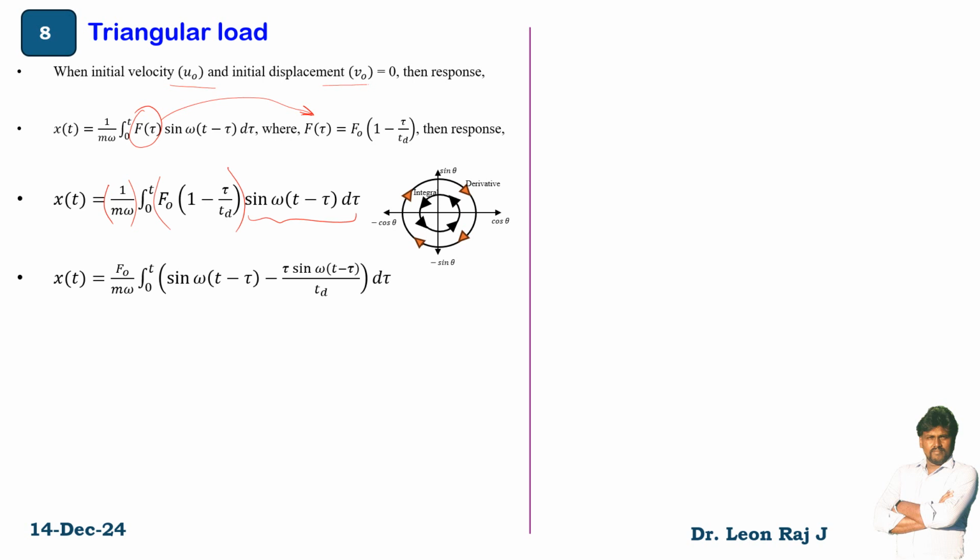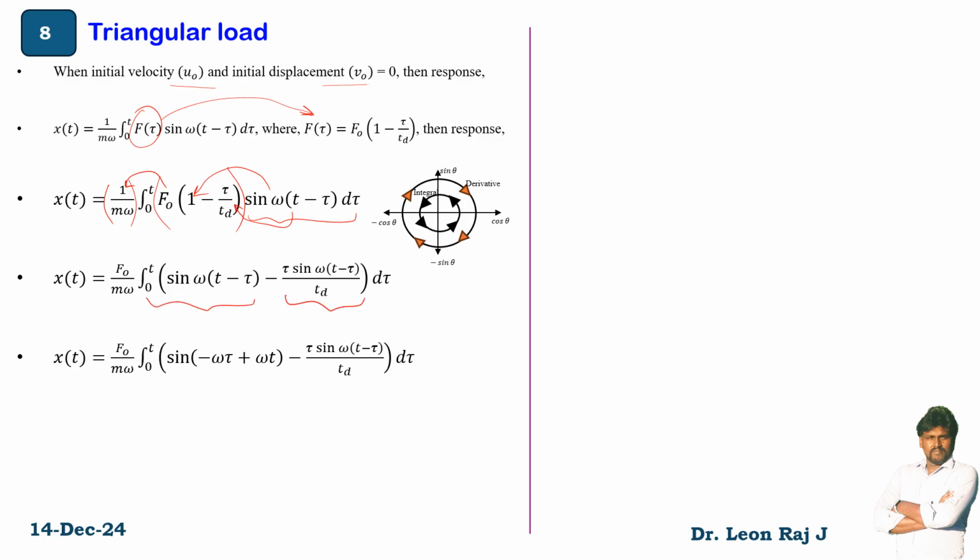So this is simple mathematics. We are using the conventional formula for solving this response. Just substitute this and multiply by sin omega t minus tau and you will get two terms. So f0 is kept outside: f0 by m omega integral 0 to t sin omega t minus tau minus tau into sin omega t minus tau divided by td. So there are two parts actually.